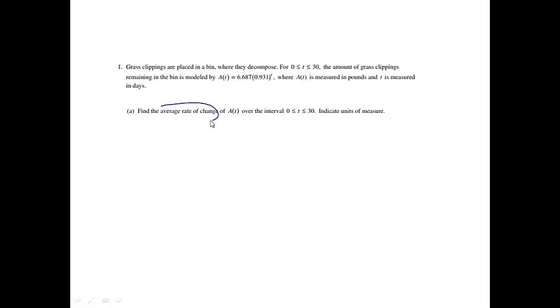Okay, average rate of change is really just the same thing as slope, so we would like to find the slope or the derivative of A. So really we are looking for A prime of... oh no, we're not. We're looking for the slope, and we don't have the derivative, so we can't really do that. It's an average rate, not an instantaneous one, sorry about that. So what we are going to do is find A of 30, and then subtract A of 0, because that would be like your y2 minus your y1 all over x2 minus x1.